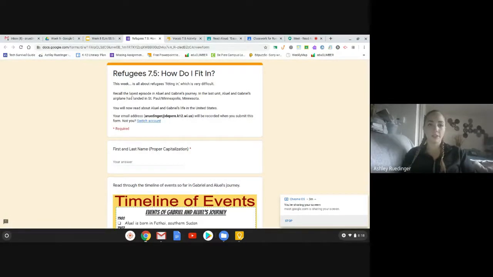Read the directions. It says this week it's all about refugees trying to fit in, which can be very difficult. Recall the latest episode in Aloud and Gabriel's journey. Remember, Aloud is a girl, Gabriel is a boy. In that last unit, Gabriel and Aloud went on an airplane and landed in St. Paul, or Minneapolis, Minnesota, around that area. You will now read about how their life is beginning in the United States.